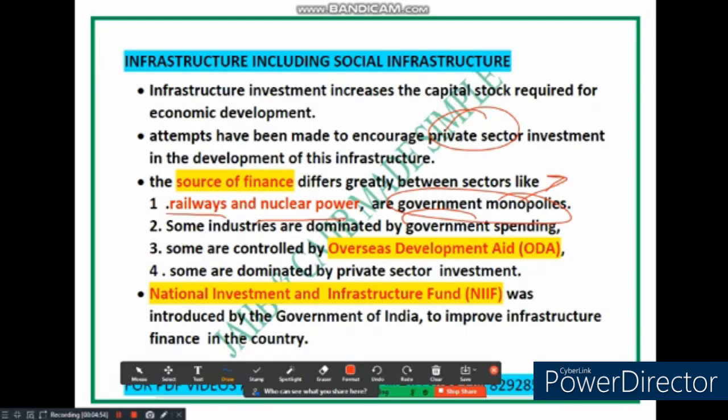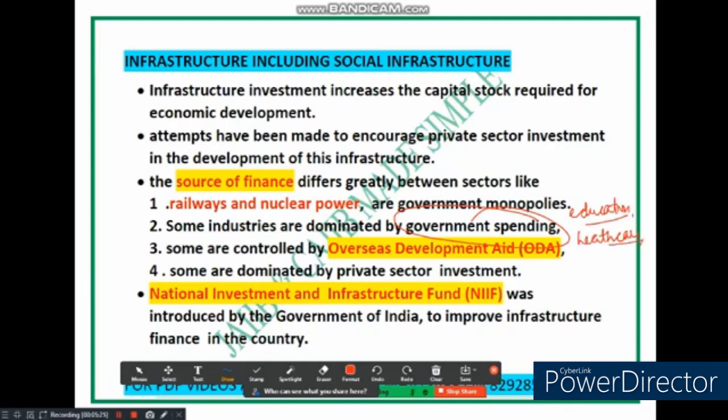Next is government spending. You can see the next point is regarding government spending. What does it mean? Basically, in other sectors, the government plays a dominant role in funding. For example, the government may allocate a significant portion of its budget to invest in education, right? So investing in education, investing in healthcare, or public housing projects. So, government spending domination.